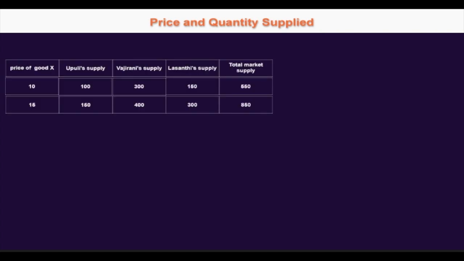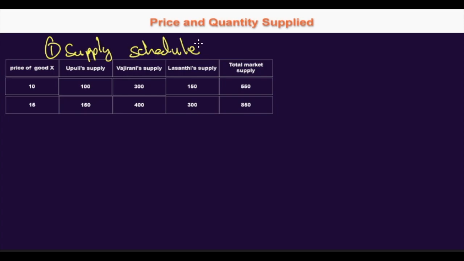There is a positive relationship between the price and quantity supplied, holding everything else constant. This is the law of supply, and it can be presented in three different ways. The first is the supply schedule.